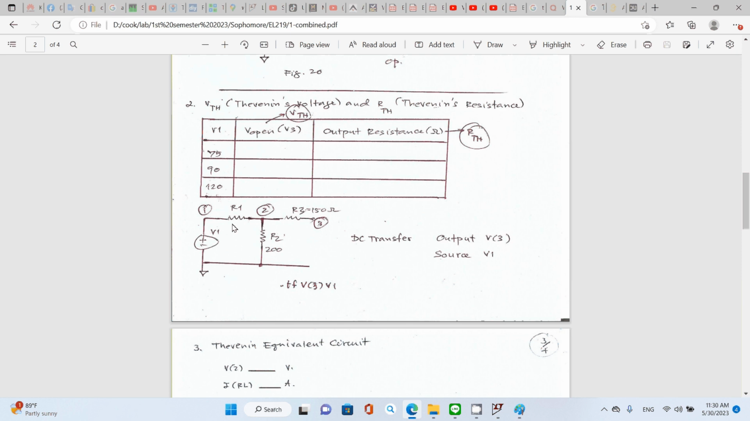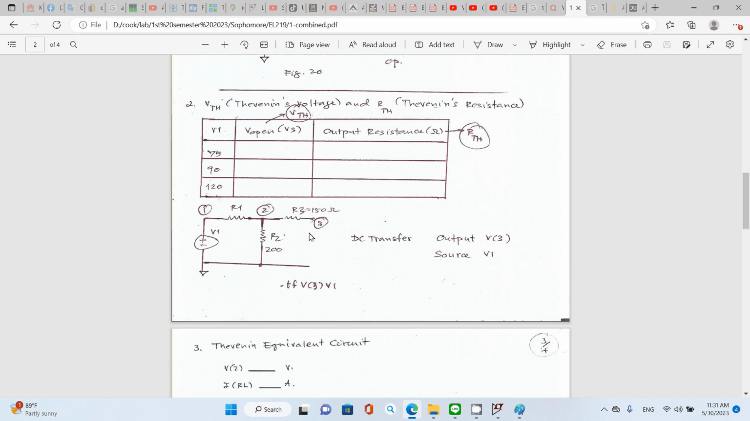So this one simply, you can do the voltage divider, right? You have the source voltage V1, and you do the voltage divider. So your V open is going to be V1 multiplied by R2 divided by R1 plus R2. You know about that before. Okay, so that's for V open.